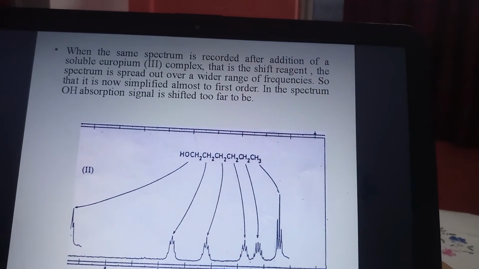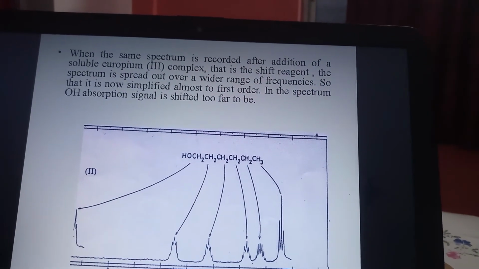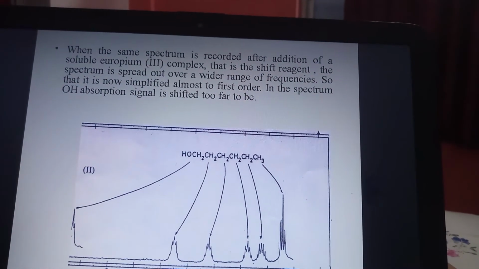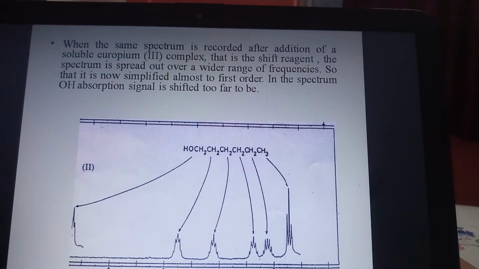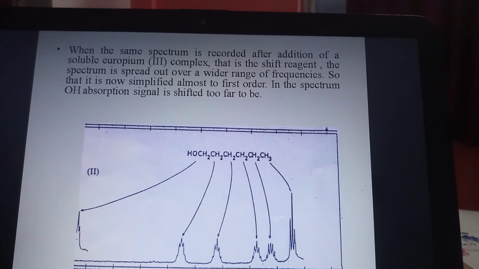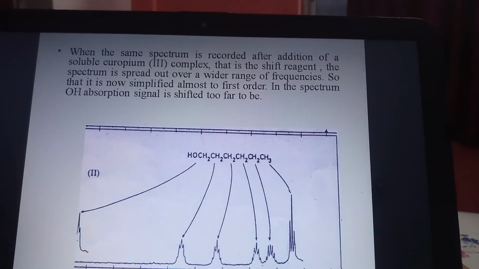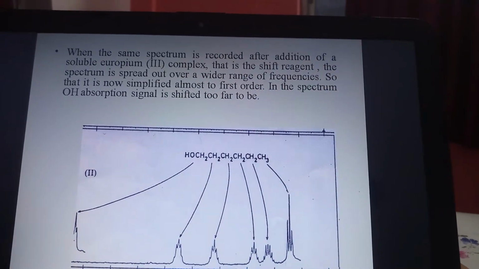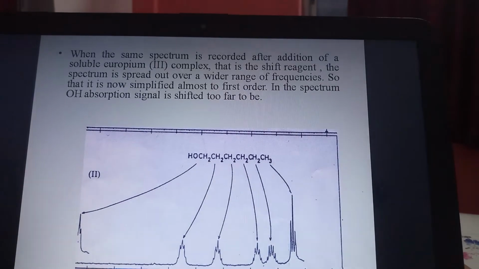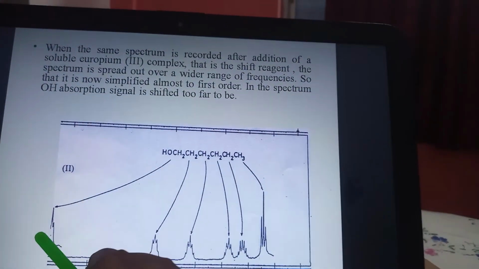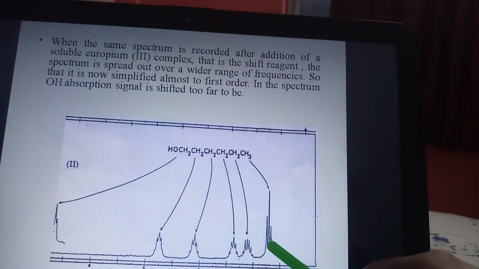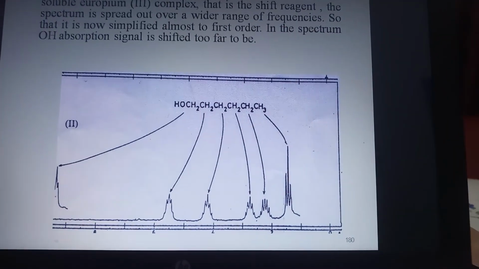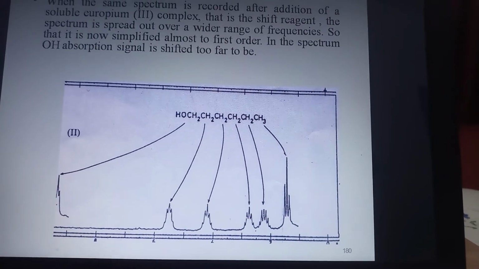So in presence of shift reagent, when the same spectrum is recorded after addition of a soluble europium(III) complex, which is the shift reagent, the spectrum is spread out over a wider range of frequencies, so that it is now simplified almost to the first order. In the spectrum, the hydroxyl absorption signal is shifted too far. You can see here is the hydroxyl signal, and for the other signals, all the coupling behavior is clear, so we can identify each peak.